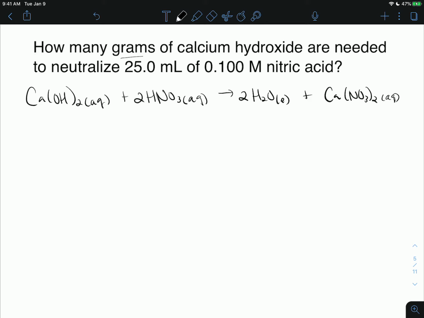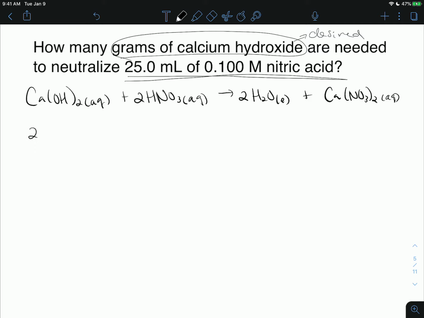So it wants to know grams of calcium hydroxide. This is the desired thing. This is what we want to know. This is what we do know: 25 milliliters of 0.1 molar nitric acid. From concentration and volume, we can get moles of nitric acid, and once we have moles of nitric acid, we can go into moles of calcium hydroxide, and from moles of calcium hydroxide, we can go into grams of calcium hydroxide. So we're going to take our 25.0 milliliters and convert this into liters so we can use our concentration.